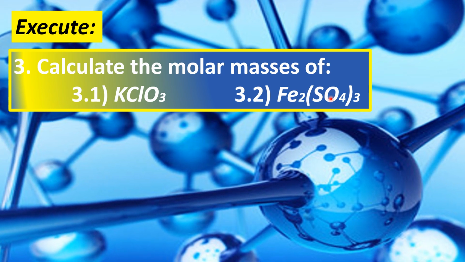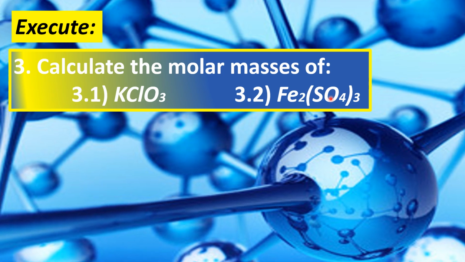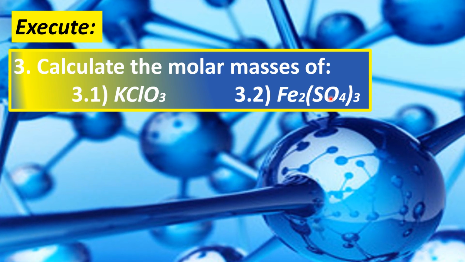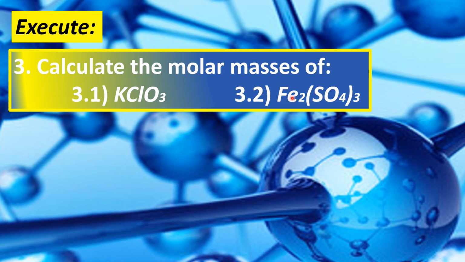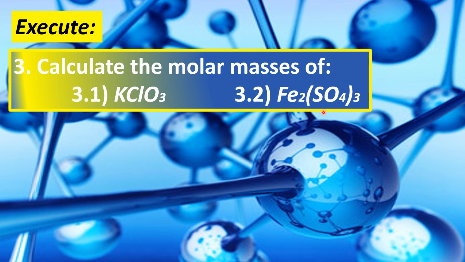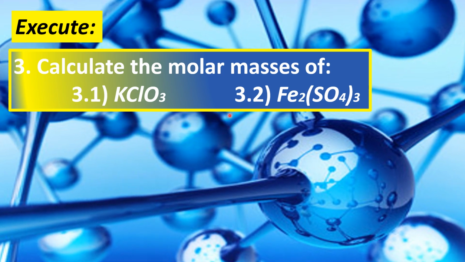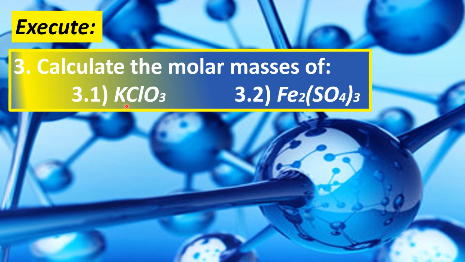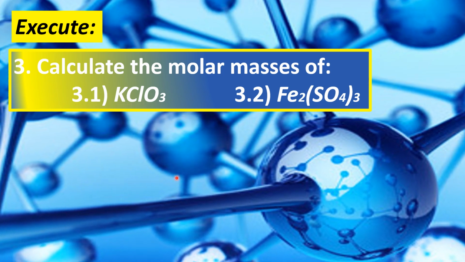iron(III) sulfate. There are two ways of calling this compound. You can call it ferric sulfate or iron(III) sulfate. So let's have the computation for the molar mass of potassium chlorate first.